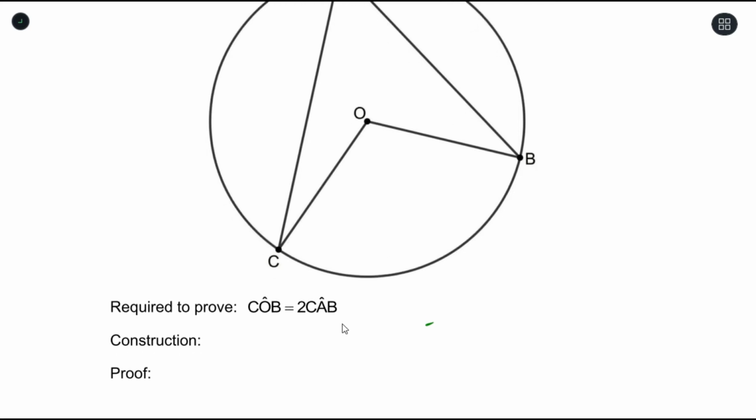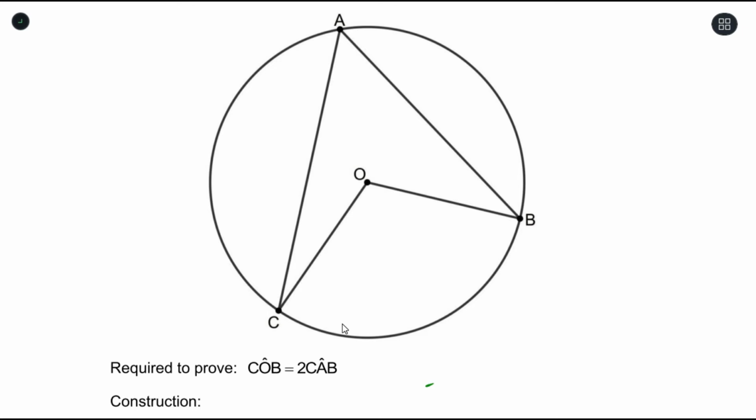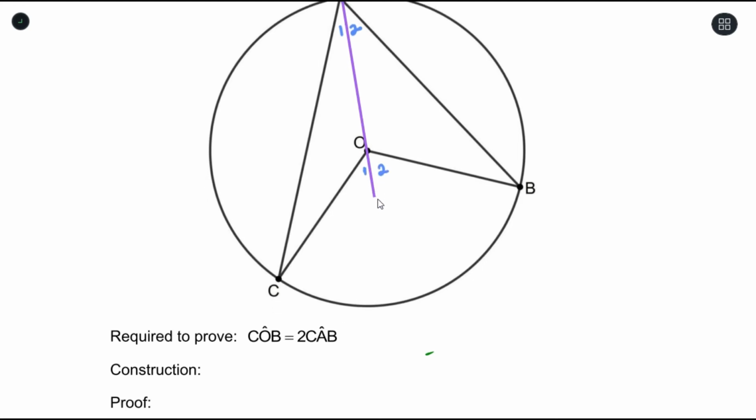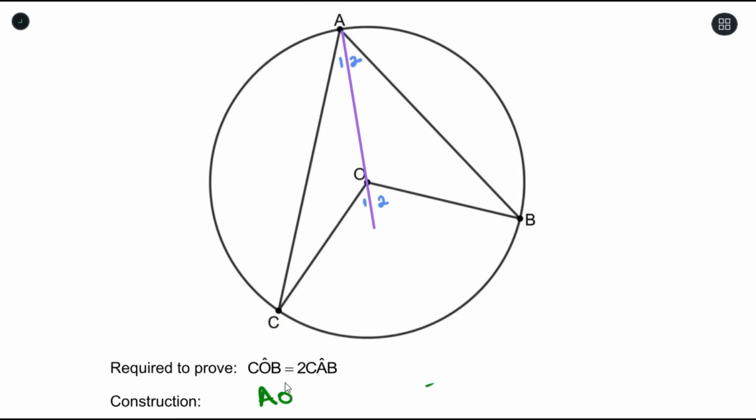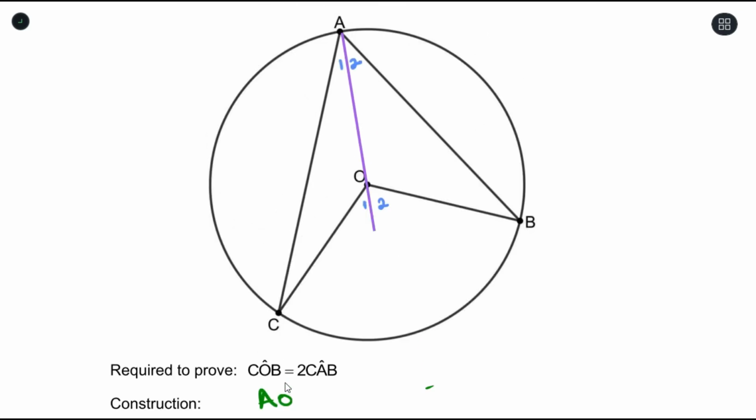Now we need to make some constructions to prove this. The construction we're going to do is draw a straight line that goes from A and goes through O, more or less like this. And we can try to label them. We could say that this here is 1, this here is 2, so that represents A1, A2. This here could be O1, and this here could be O2. So the construction that we're making is on AO, a line from A down to O. Okay, so let's get into the proofs.